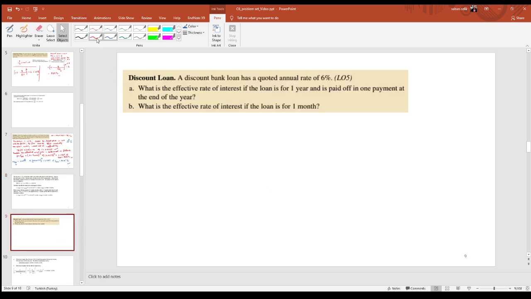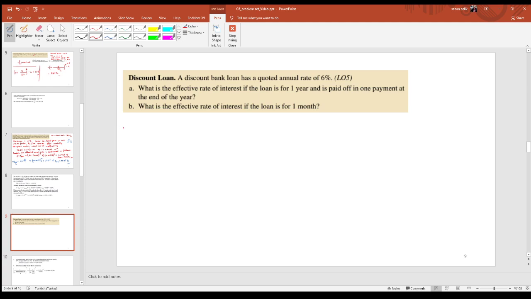So the next one, you can also see the solution here. So we have another problem. It's about bank discount. So what is asked here is a bank discount loan has a quoted annual rate of 6%. So A, what is the effective rate of interest if the loan is for 1 year and is paid off in one payment at the end of the year?